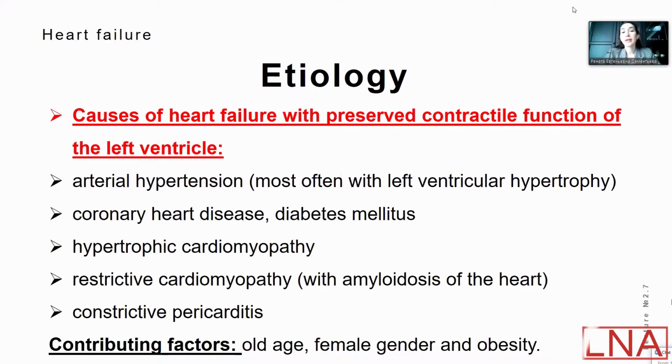Causes of heart failure with preserved contractile function of the left ventricle: arterial hypertension, most often with left ventricular hypertrophy, and in association with it, coronary heart disease, diabetes mellitus, hypertrophic cardiomyopathy, restrictive cardiomyopathy with amyloidosis of the heart, and constrictive pericarditis. Contributing factors: old age, female gender, and obesity. These predispose the patient to development of heart failure with preserved contractile function.